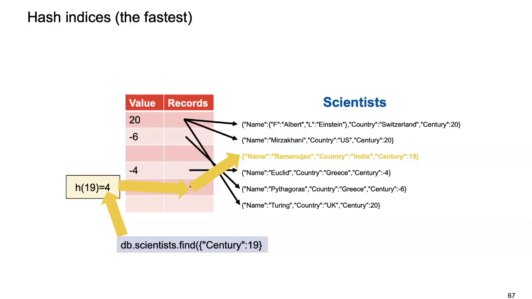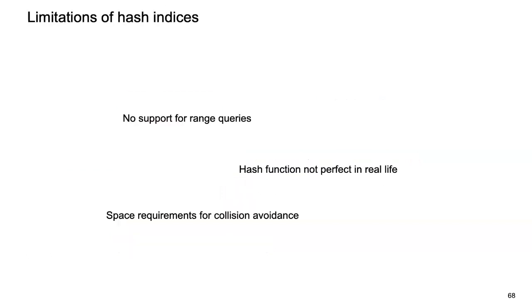Now, hash functions have limitations. They don't support range queries. If I tell you, for example, give me all of the centuries that are more than 15, then with the hash function, you cannot do it because the hash function spreads it all over the place. So you cannot say it's in that zone. No, it's all over the place. So you would have to look for 15, for 16, for 17, for 18. So you know it doesn't support range queries.